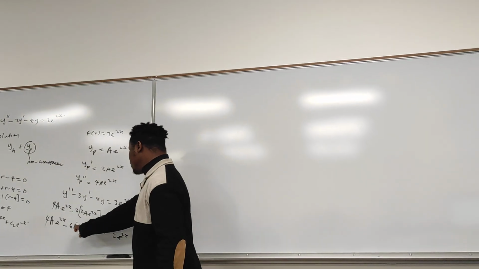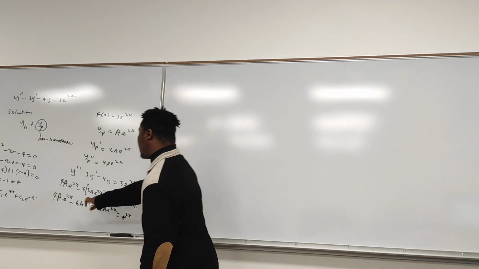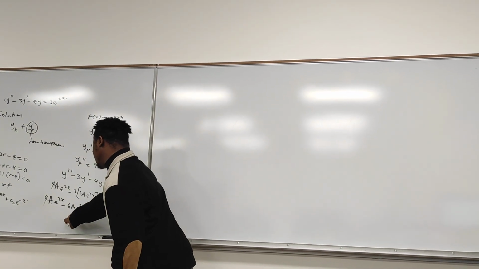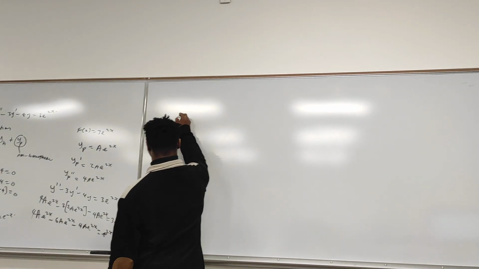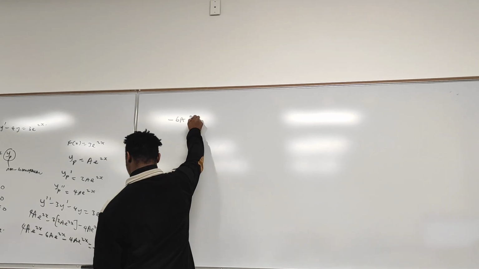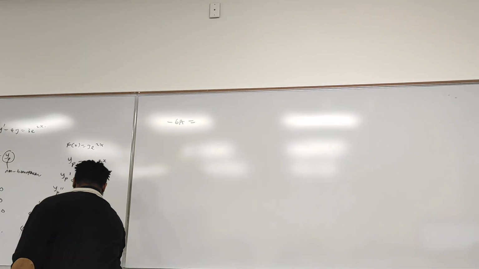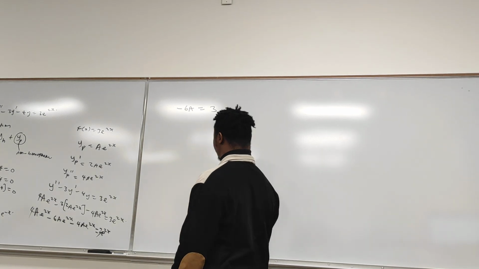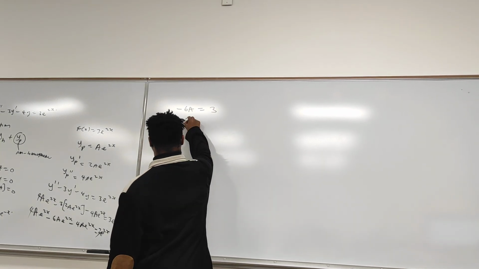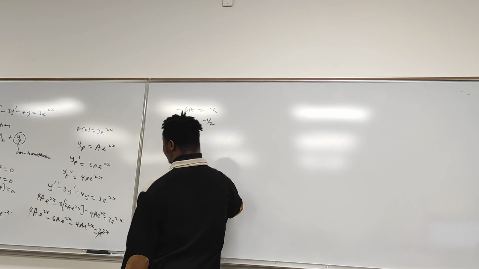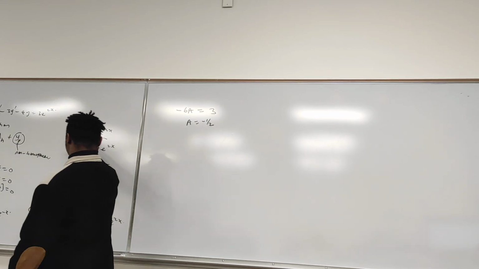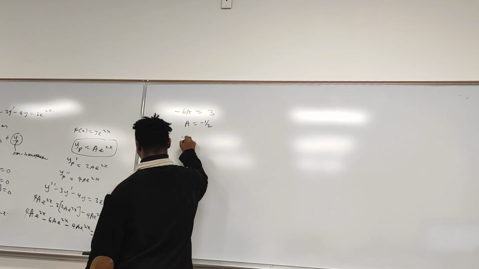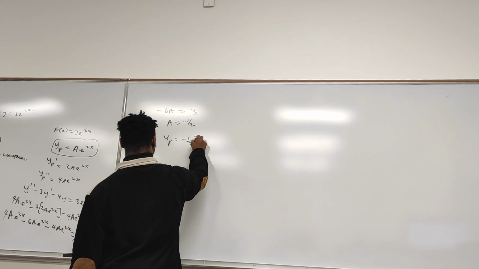So e to the 2x is common. If you do that, 4a minus 6a is negative 2a, minus 4a is negative 6a. So we have negative 6a equals, there is a 3 here. I missed that. It's 3, because e to the 2x cancels out, right? So a becomes negative 1 over 2. So our yp becomes negative 1 over 2 e to the 2x.